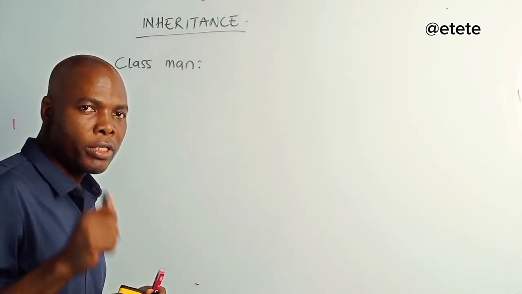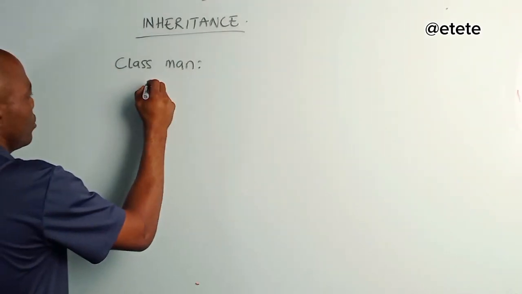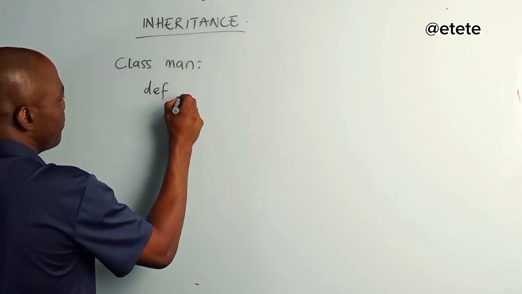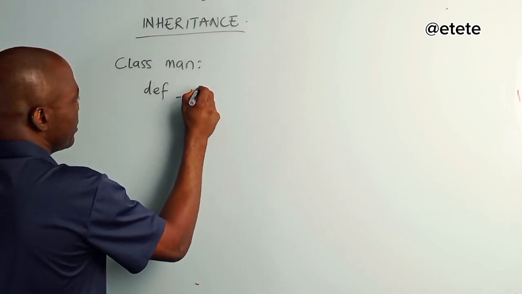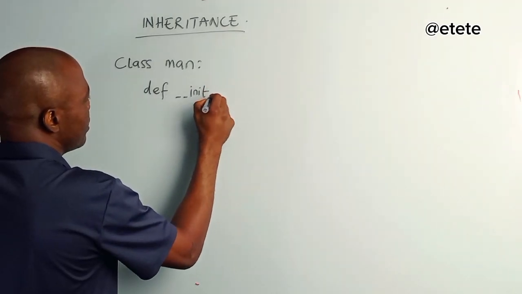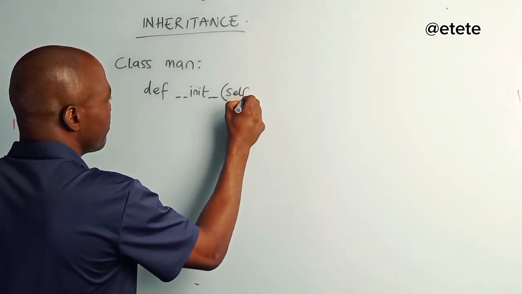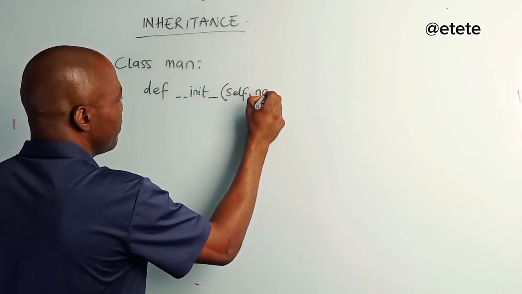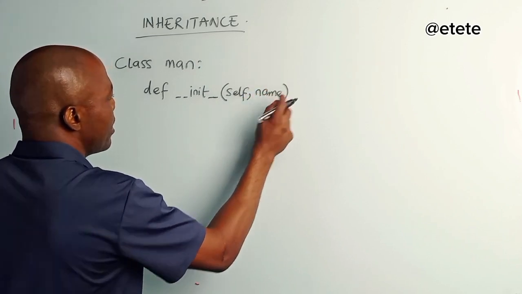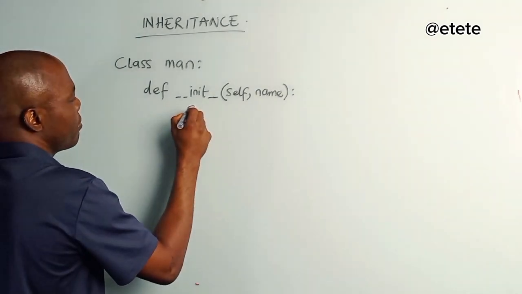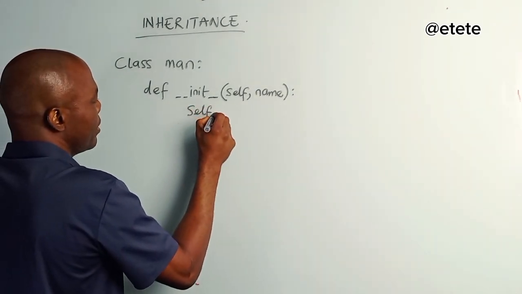The first one will be what? The instance method. So I'm going to define def double underscore init double underscore, right? And then I'll give it self, and then I'll give it a name. Then I'll close this. I'll come in here and I will call self dot name.